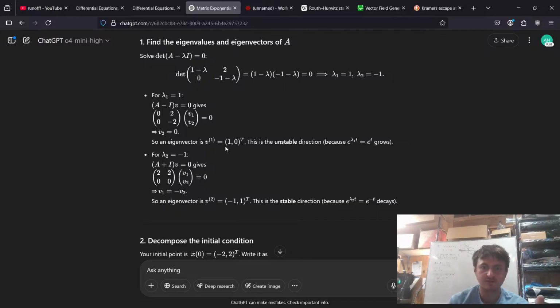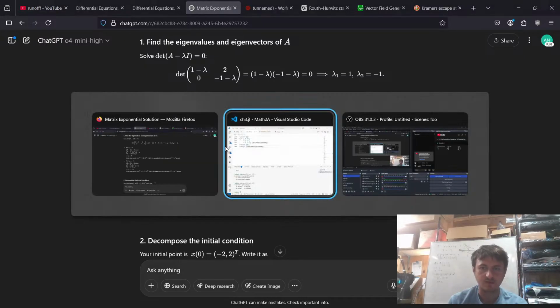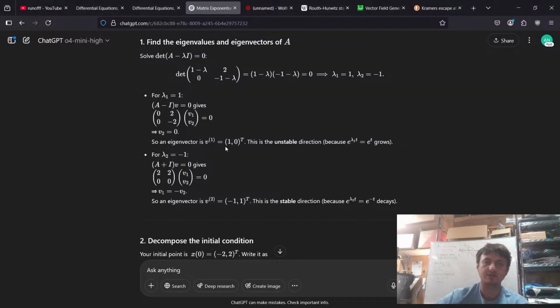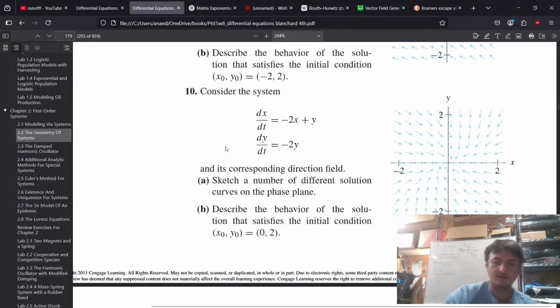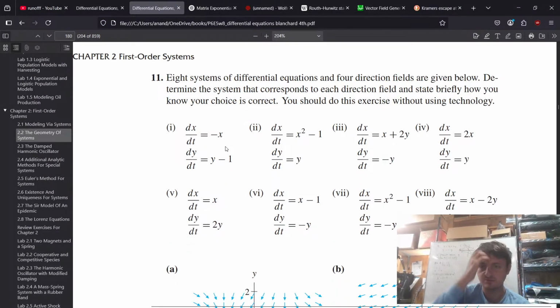So 1, 0 is unstable, and minus 1, 1 is stable. Okay. Very interesting. All right. Number 11. Okay, let's do this one.